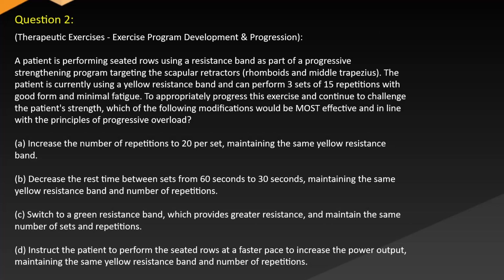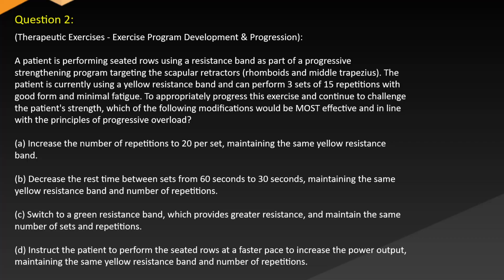Question 2. Therapeutic exercises. Exercise program development and progression. A patient is performing seated rows using a resistance band as part of a progressive strengthening program targeting the scapular retractors, rhomboids, and middle trapezius. The patient is currently using a yellow resistance band and can perform 3 sets of 15 repetitions with good form and minimal fatigue. To appropriately progress this exercise and continue to challenge the patient's strength, which of the following modifications would be most effective and in line with the principles of progressive overload?